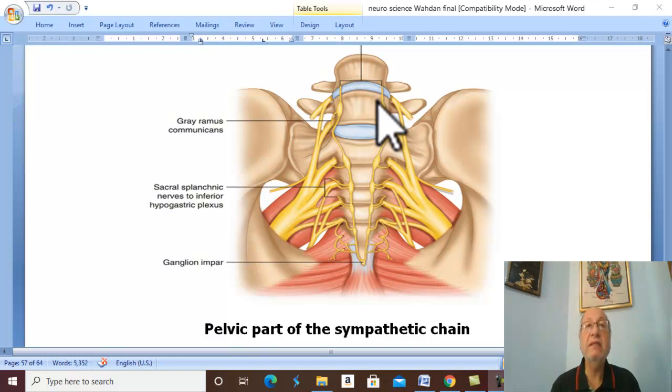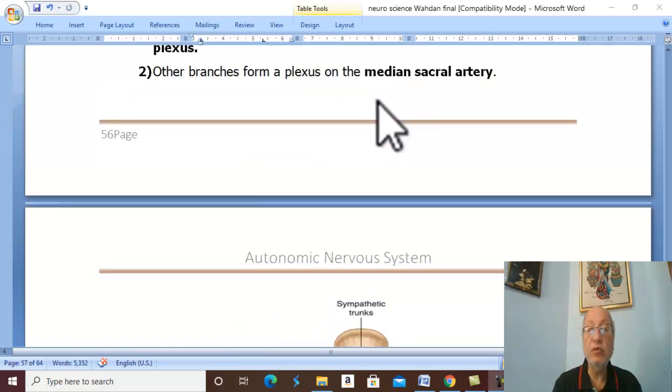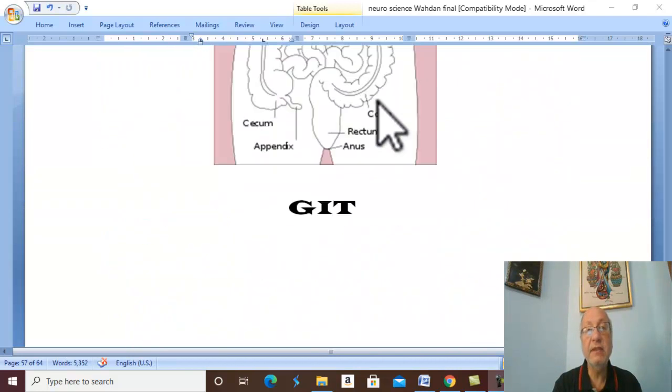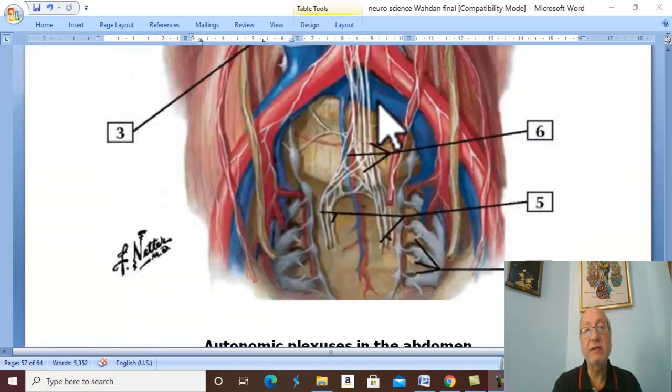The sympathetic fibers enter the pelvis through three routes. The first route, and the commonest route, is the hypogastric plexus, from the previous video. This is the most important plexus. Superior and inferior hypogastric plexuses are the most important route which supplies the pelvic organs.